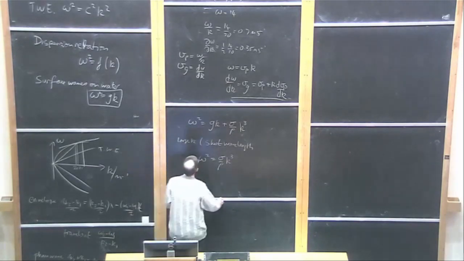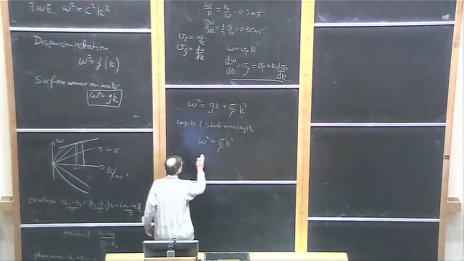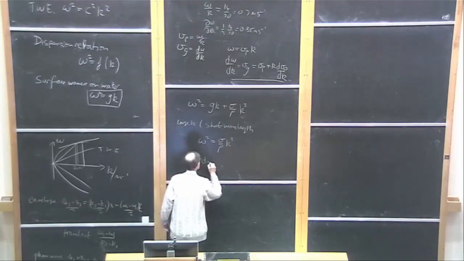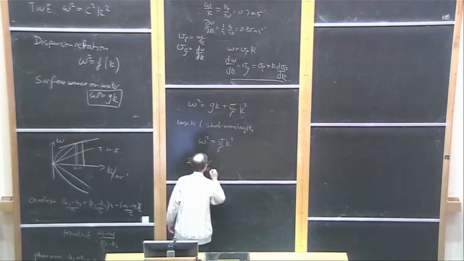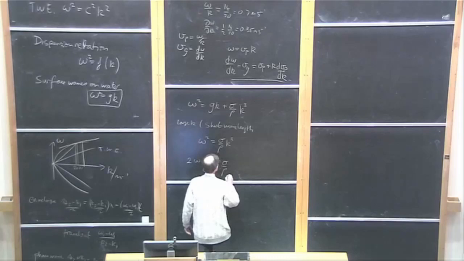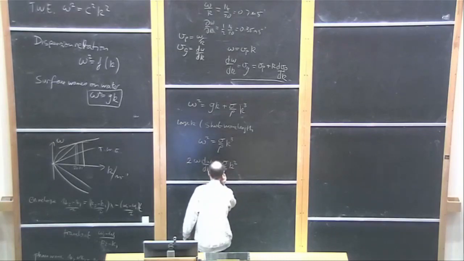Let's just do the sum before looking at the video this time. So 2 omega d omega by dk is sigma over rho times 3 k squared.